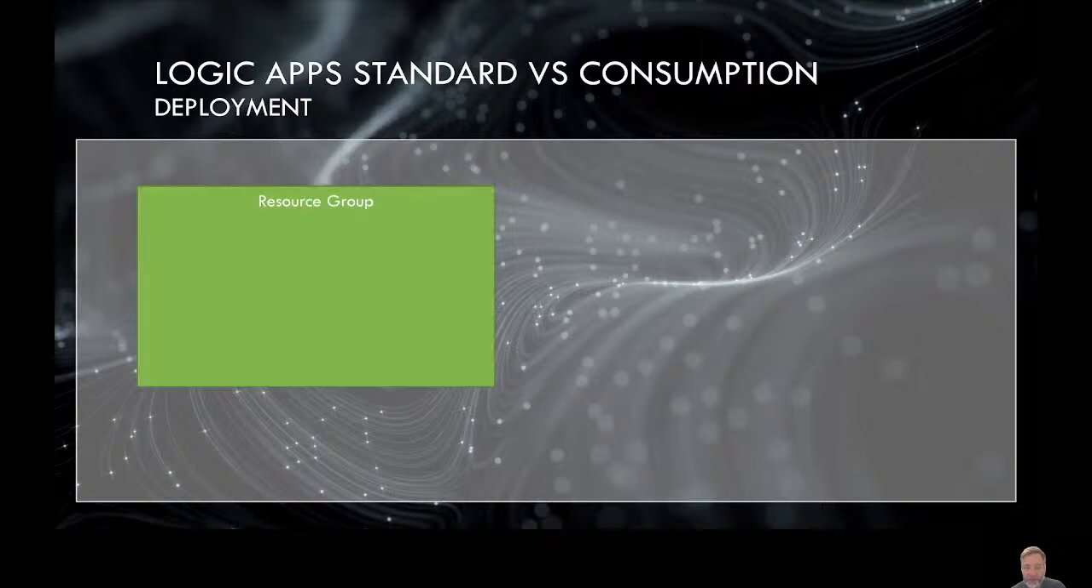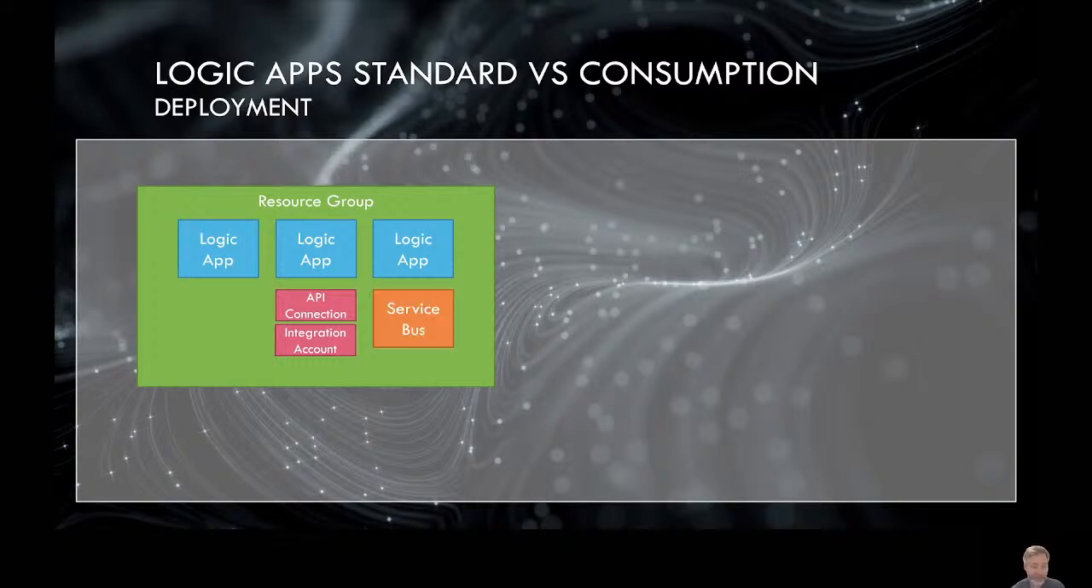Now, a quick word about deployment. With Consumption Logic Apps, say we had 3 Logic Apps, then you have 3 deployed resources and probably 1 ARM template for each Logic App, and then you'll have your API connections, your integration account, and Service Bus and function app. And then you have a number of functions inside the function app. That's the Consumption Logic App deployment model.